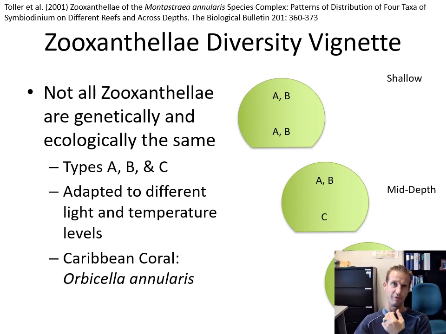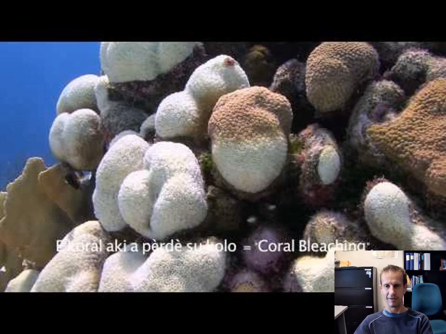And if there's some sort of bright sunlight or hot water event that affects the reef, some of the zooxanthellae might die out, but others might still survive. And you can end up with this weird sort of partial bleaching condition where you can see some of the zooxanthellae have been lost from this Orbicella annularis, but some are still there. So it's possible that if one type of the zooxanthellae was expelled, then the types that survived might recolonize it.